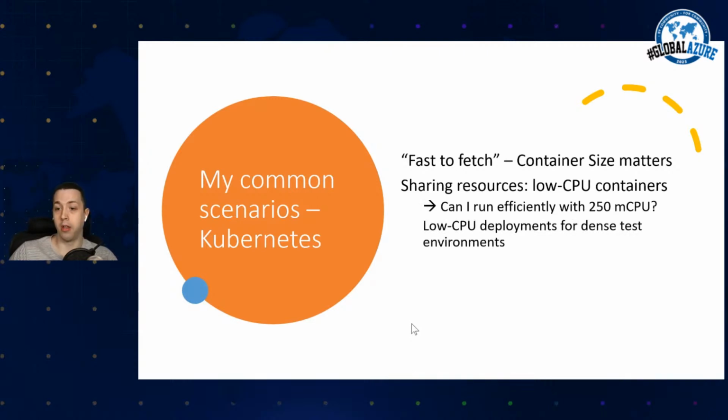So in Kubernetes, we usually set requests, but also limits for the CPU that we use. But then the question arises, can I actually run efficiently with maybe just a quarter of a CPU core? Especially when working with dense environments where maybe for one node, I want to run 20 to 30 different containers on them. Does it work if I run 20 .NET apps side by side? So these are the things that matter in those scenarios.